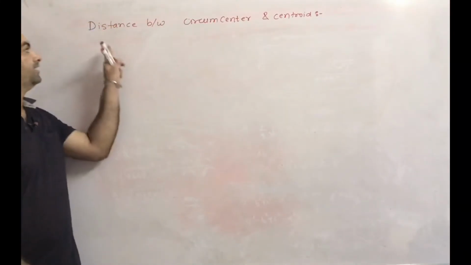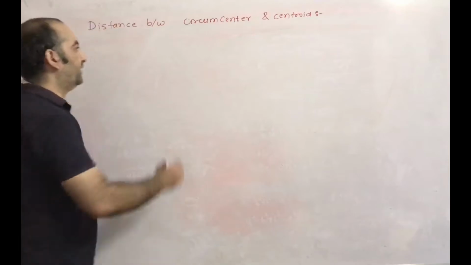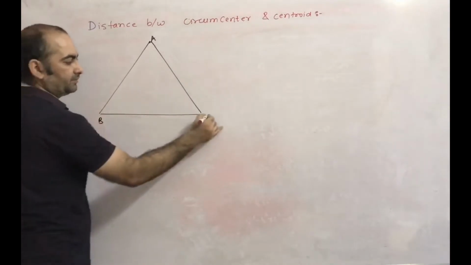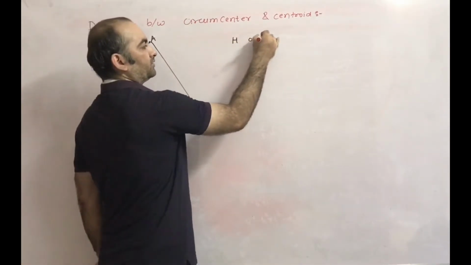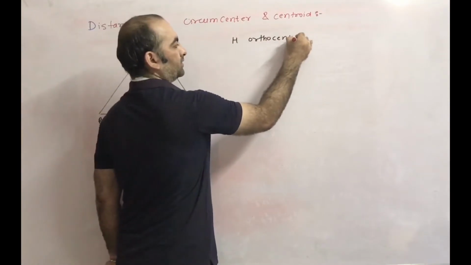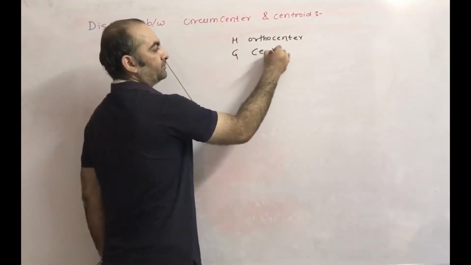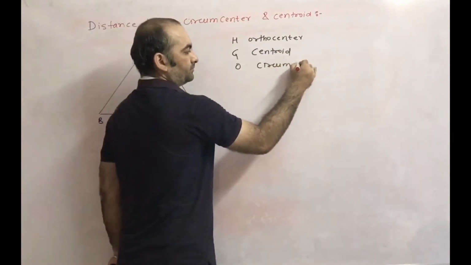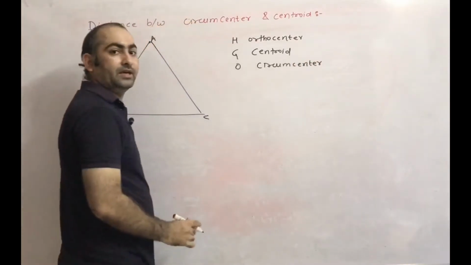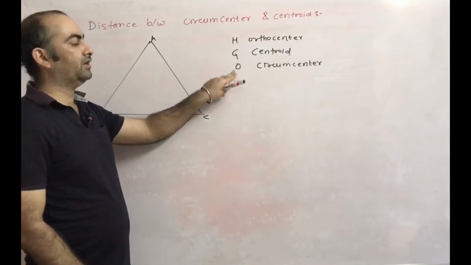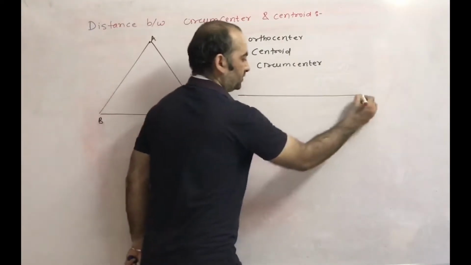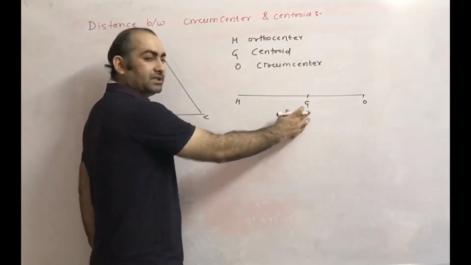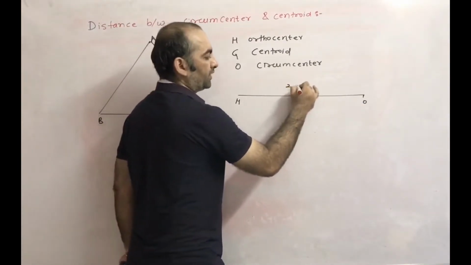Next we are discussing the distance between circumcenter and centroid. So we have a triangle ABC. We know that H is the orthocenter, G is the centroid, and O is the circumcenter. And we know that in a triangle H, G and O lie on a line. So this is H, this is G and this is O. And G divides the line joining H and O in the ratio 2:1.